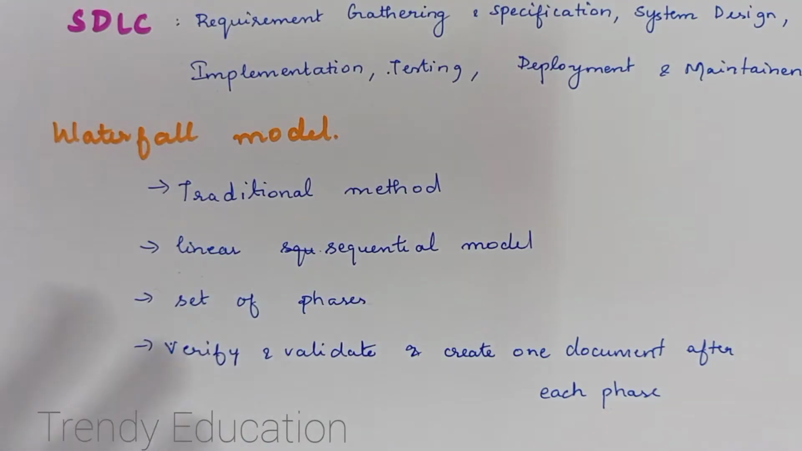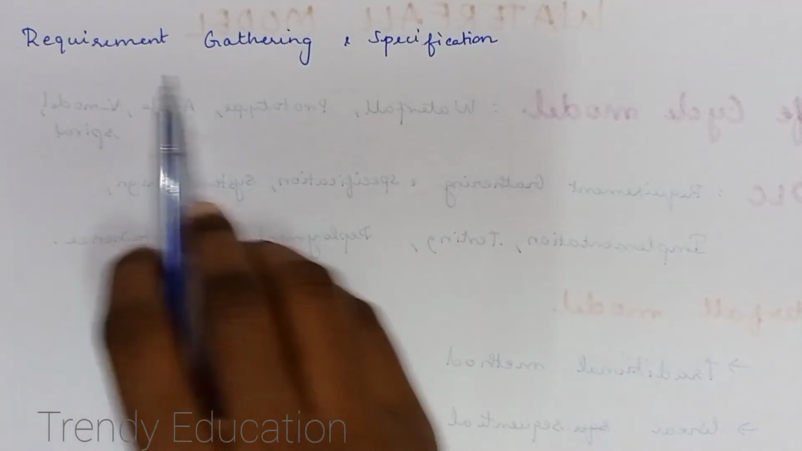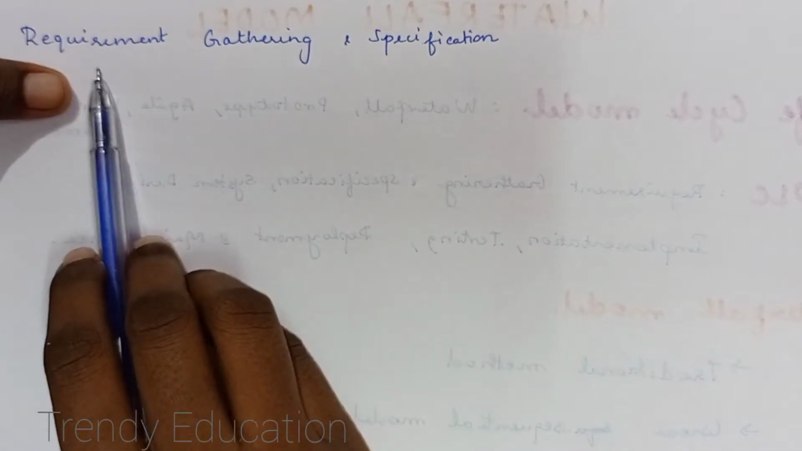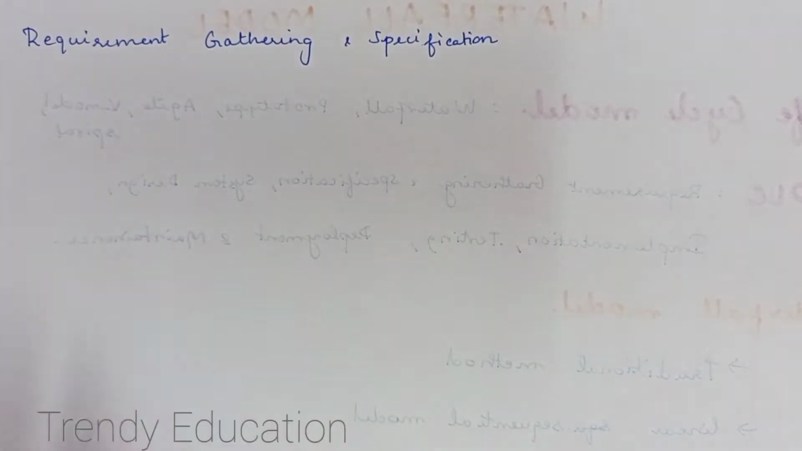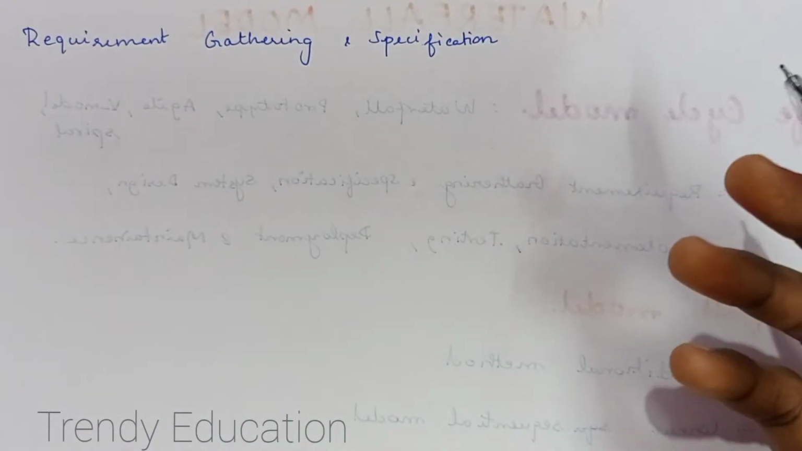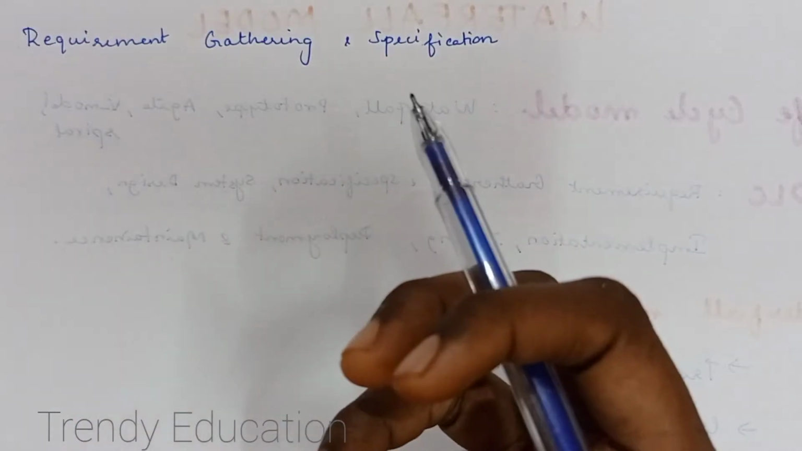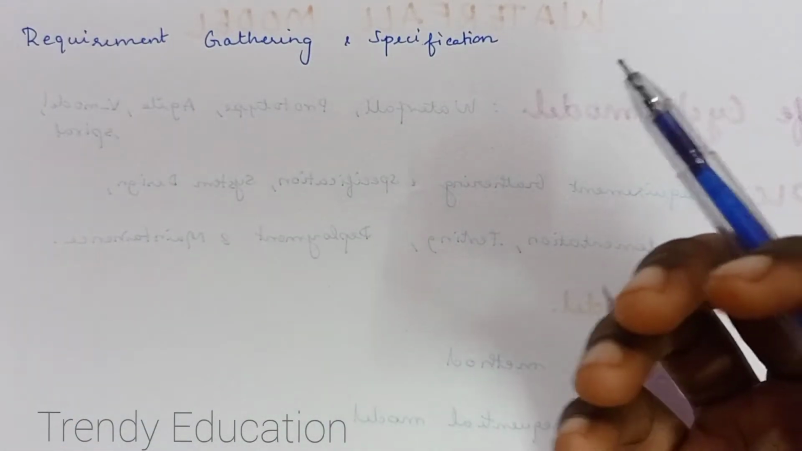So let me explain the waterfall model using the model diagram. As I said, requirement gathering and specification is the first stage, and here one team, called the business analysts, will approach the client, have meetings with the client, and gather the requirements from the client.